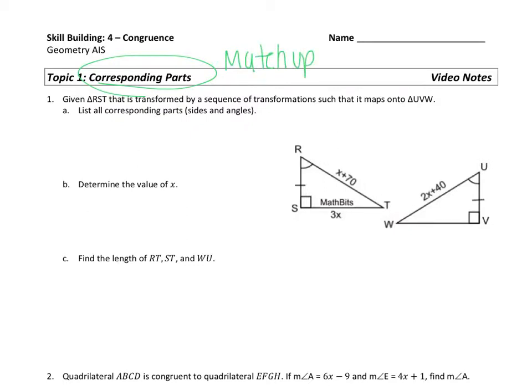So for this first example, we're given that triangle RST maps onto UVW. So that means R goes to U, S goes to V, and T goes to W. So we can think about putting the same symbol on corresponding parts. Again, R goes to U, S will put a box around, so I need a box around V, and T will put a cloud around, so then I'll put a cloud around W.